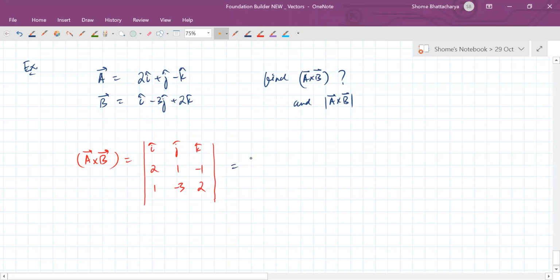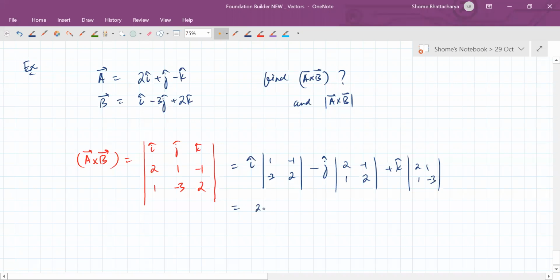So take i cap outside. Second and third rows: 1, minus 1, minus 3, 2. Then take minus j cap outside. Just remember that the j cap always comes with a minus sign. So first and third column: 2, minus 1, 1, 2. And then take k cap common. First and second column: 2, 1, 1, minus 3. These come out. Now solve each of these determinants.